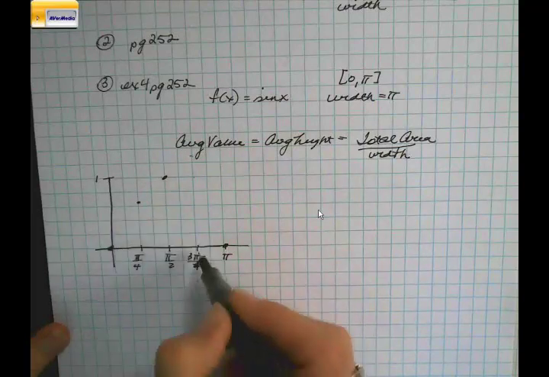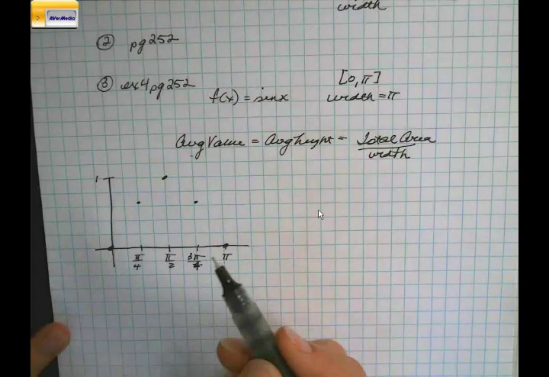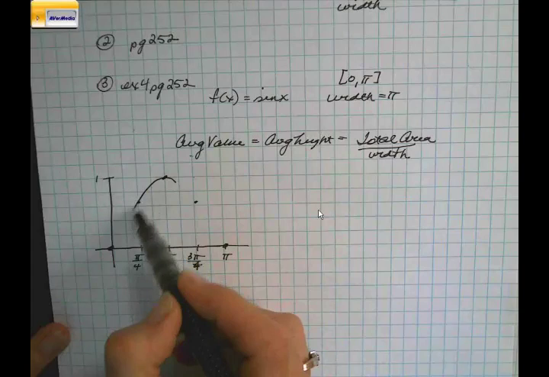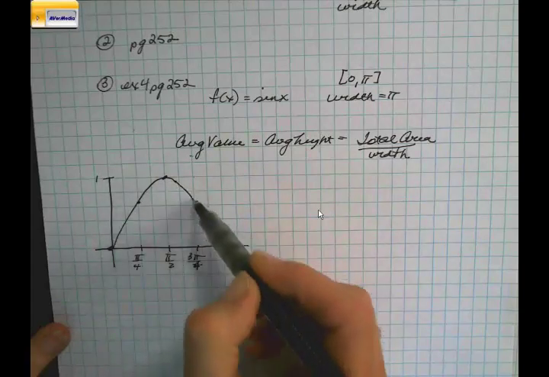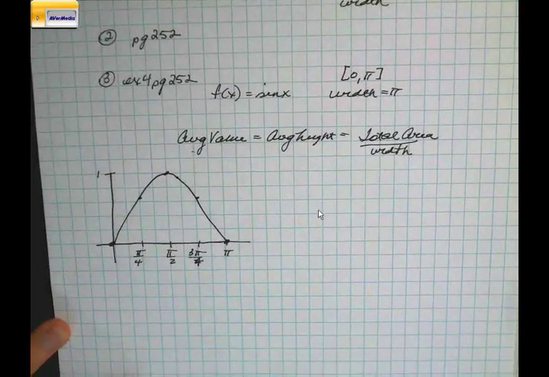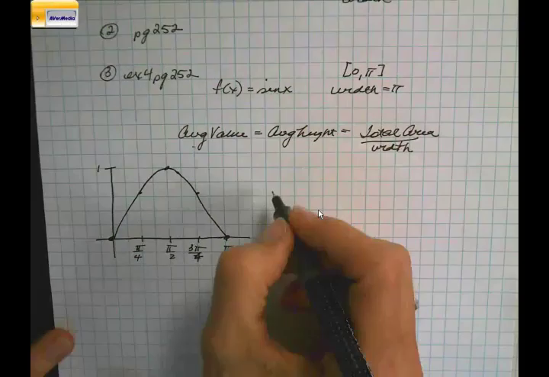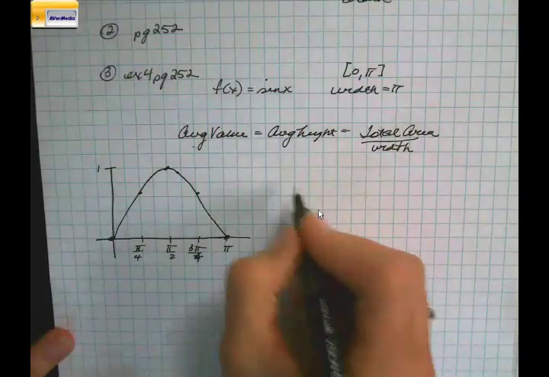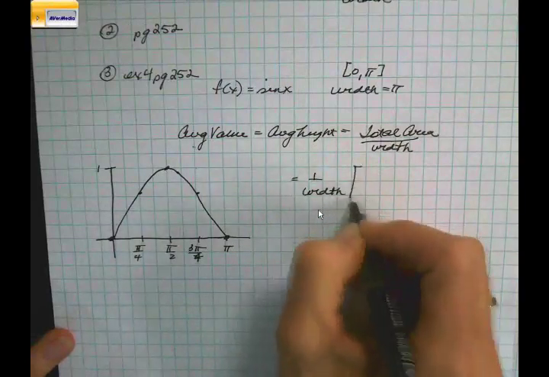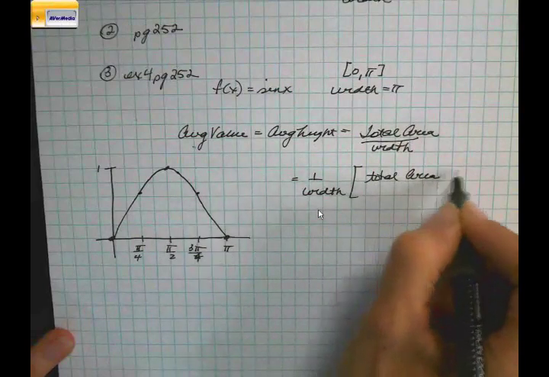Say about right here. And then at 3 pi fourths, you're once again at about that height. And this looks like a point. How am I going to round this one off? Like so. Hey, I did that pretty good. Okay, so the average value is the total area divided by the width, or it's 1 over width times total area, right?